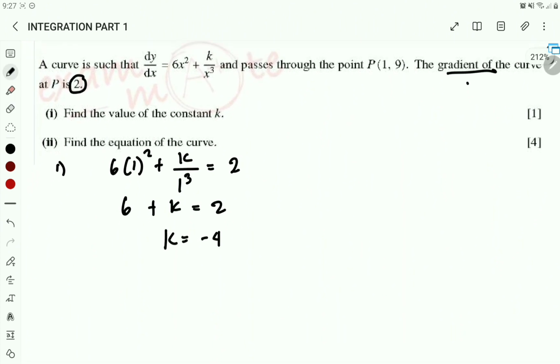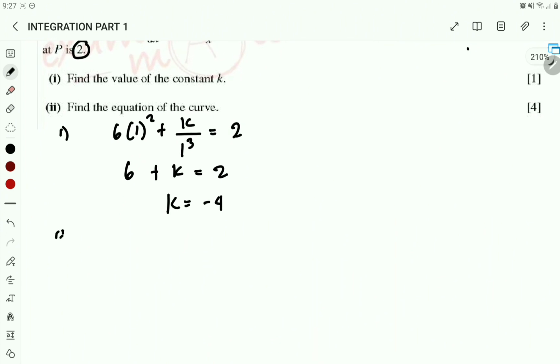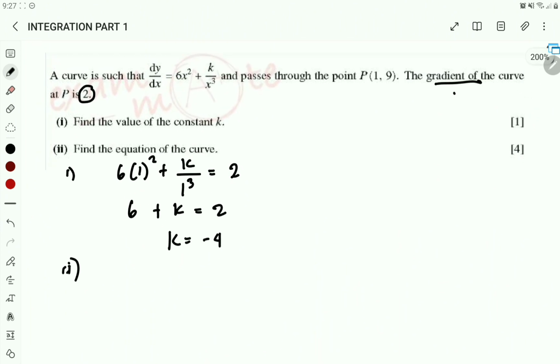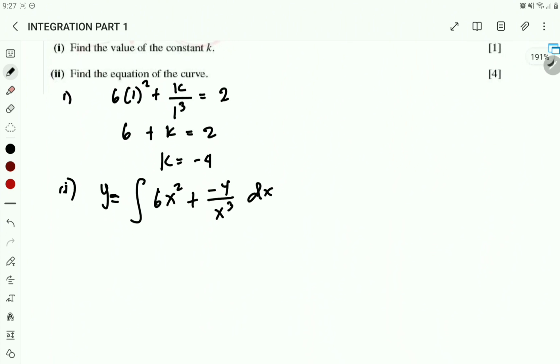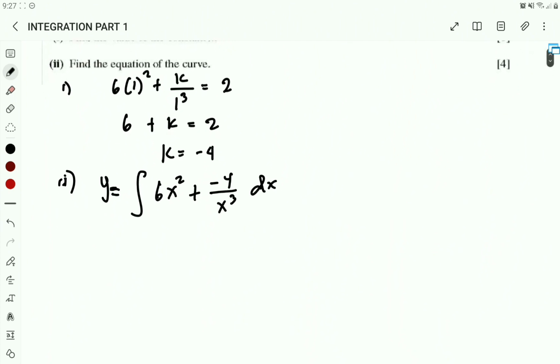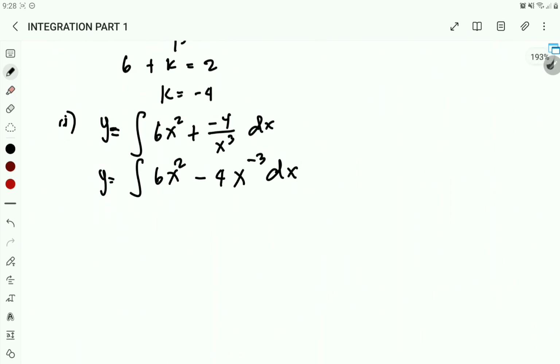Okay, now find the equation of the curve. Let's use k, which is equal to negative 4. So the equation of the curve, y, is equal to the integral of 6x squared plus negative 4 over x cubed dx. Going back to the techniques of integration, we cannot integrate yet because there is a quotient here. So we rewrite the problem as minus 4x to the negative 3 dx, and now we are ready to integrate.